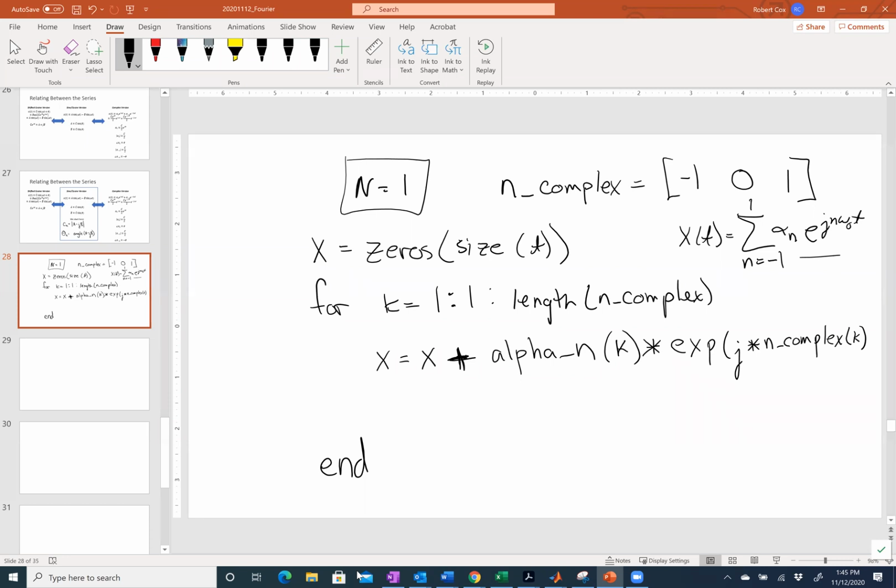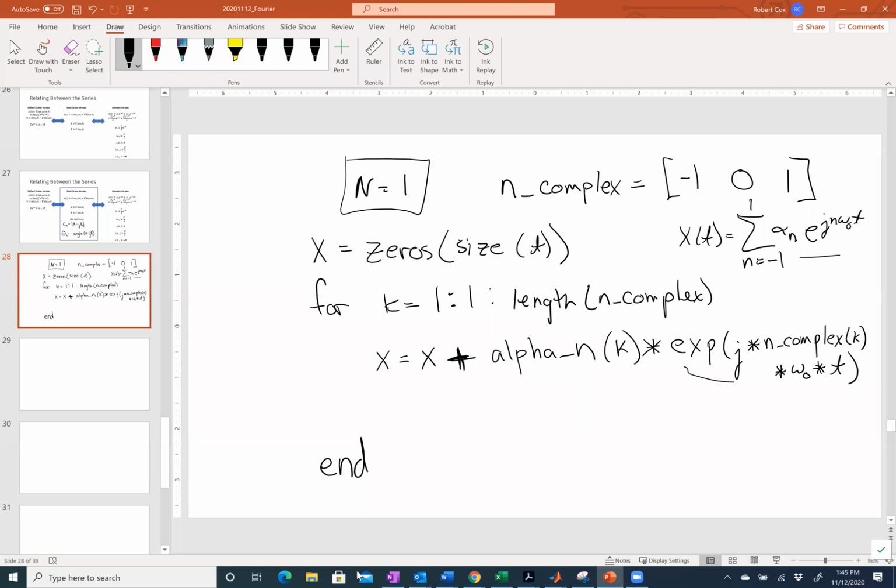So think about that. The first time I go through this loop when k equals 1, what's n complex equal to? -1. And I multiply that by t. I'm sorry, I forgot the omega. Times omega, and I guess I've been calling it omega naught. Sometimes you call the fundamental frequency omega naught. That's semantics, I'm not going to get caught up on that, but omega naught is what I call that very often. And I multiply that by t.